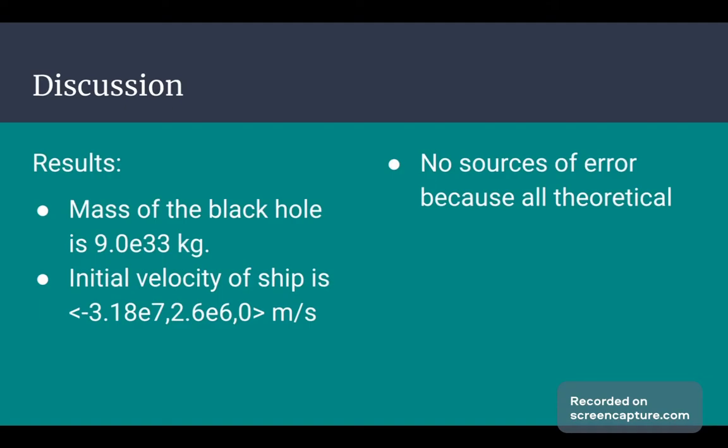The results of this lab were that the mass of the black hole was found to be 9 times 10 to the 33 kilograms, and the initial velocity of the ship was found to be negative 3.18 times 10 to the 7th meters per second in the x direction and 2.6 times 10 to the 6th meters per second in the y direction. There are no sources of error because this lab was all computational with no experiment.